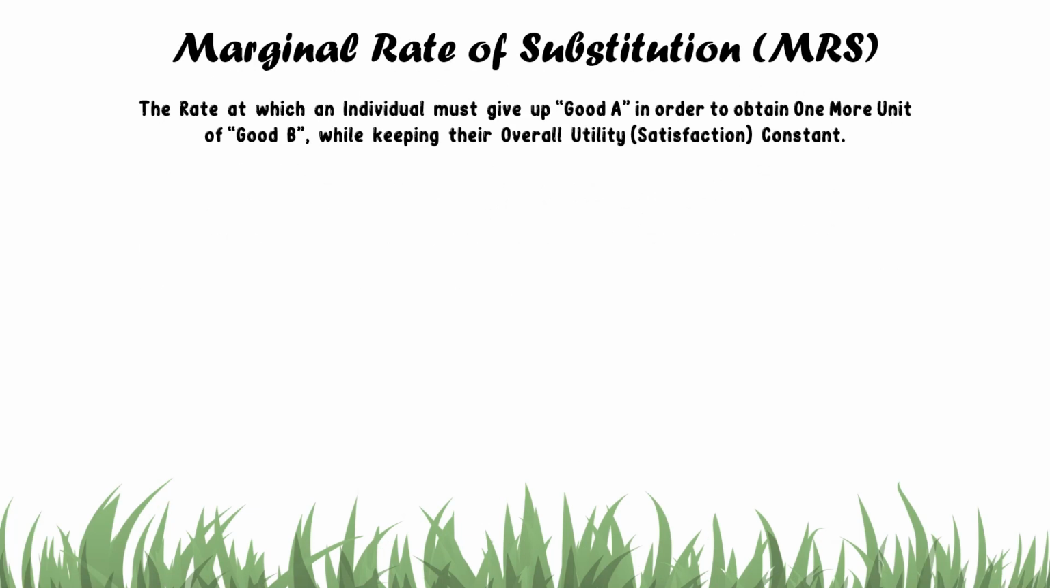And now we come to the second topic of our video, which is marginal rate of substitution, or MRS. Marginal rate of substitution is the rate at which an individual must give up good A in order to obtain one more unit of good B, while keeping their overall utility or overall satisfaction constant. We provide you an example.